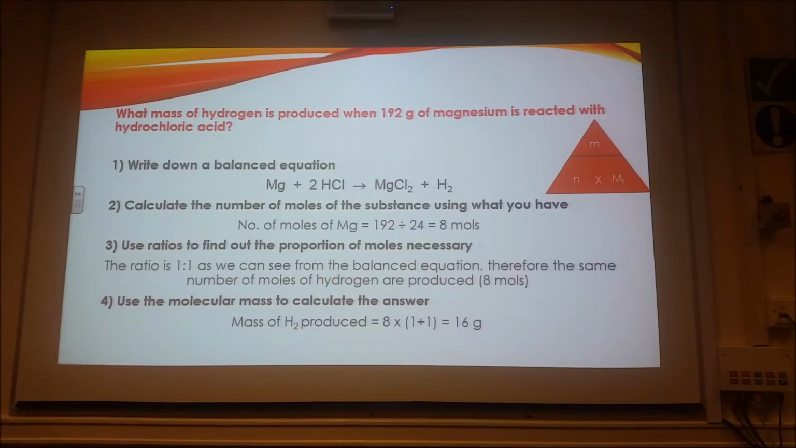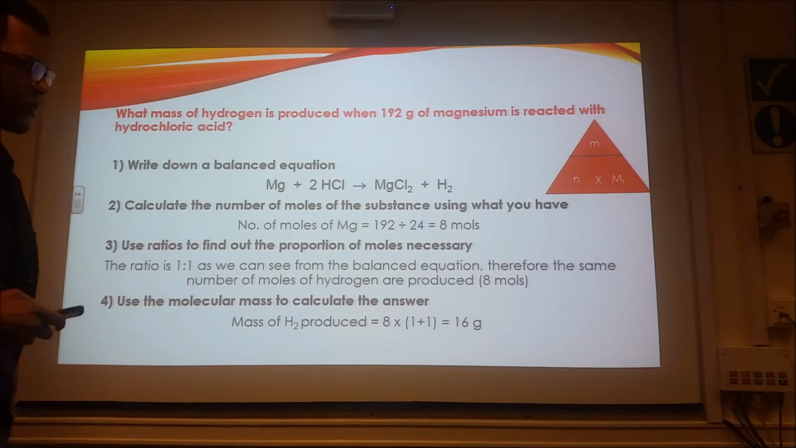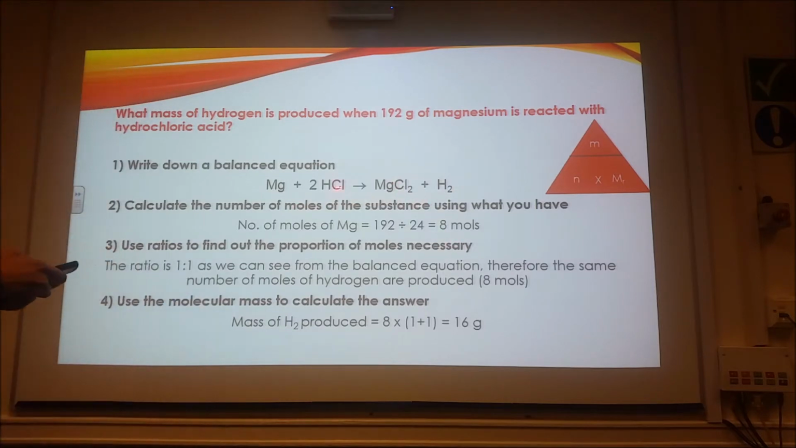Okay, so here's our balanced equation. Magnesium plus 2HCl gives us magnesium chloride plus hydrogen. That is balanced. There's 1 magnesium there, 1 magnesium there, 2 hydrogens there, 2 hydrogens there, 2 chlorines there, 2 chlorines there. So that's a balanced equation. The second step is to calculate the number of moles of the substance using what we have.